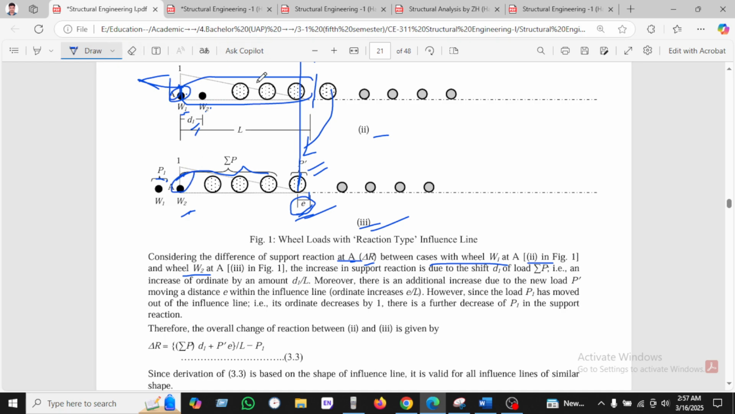And just erasing, sorry for the interruption.